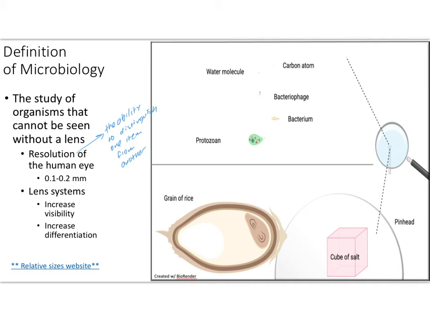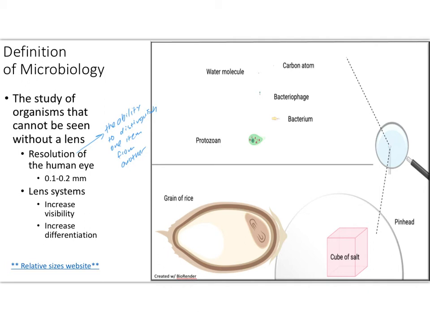And they are objects that we cannot really see and cannot distinguish without the help of some kind of lens system. Lens systems, whether they are as simple as a magnifying glass or as complex as certain types of microscopes, allow us to see things better. So basically they increase visibility and they increase resolution, which means they increase our ability to differentiate one object from another.